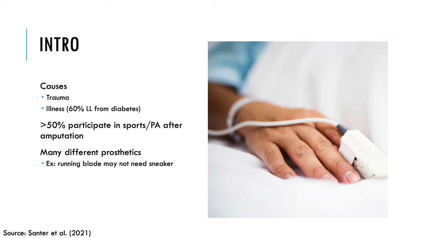And more than 50% of amputees do participate in sports and physical activity after their amputation. So it's definitely not an end of all physical activity when someone has an amputation. And there are many different prosthetics out there. An example of this is, an individual with a lower limb amputation might have a walking leg prosthesis, and they may also have a running blade prosthesis specifically for when they're running.